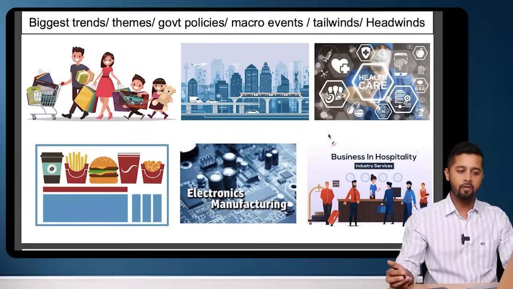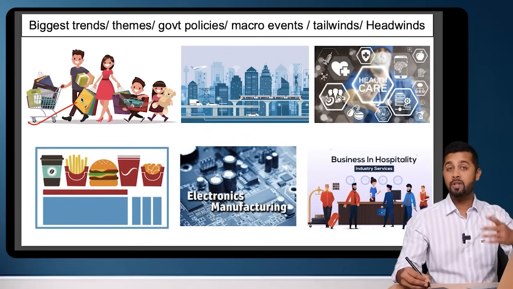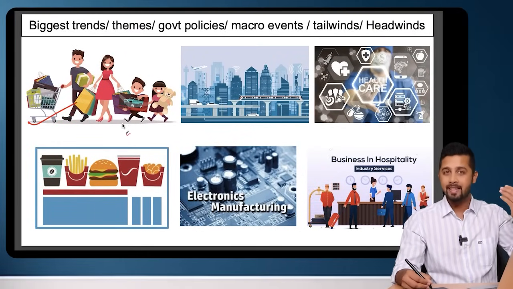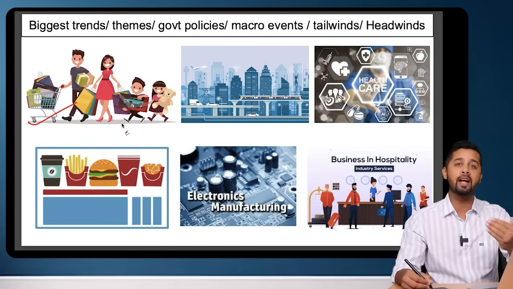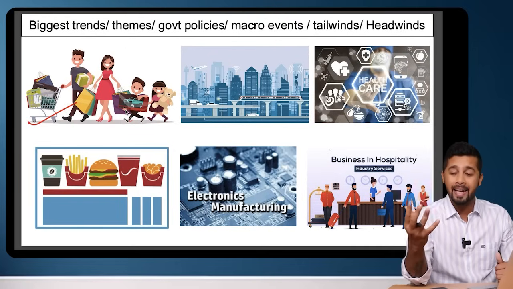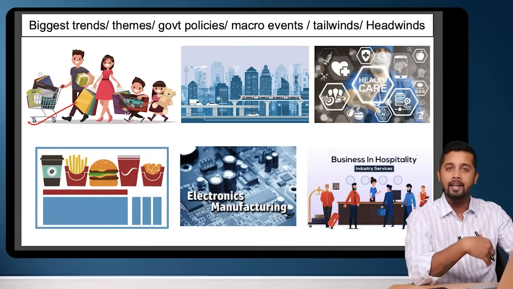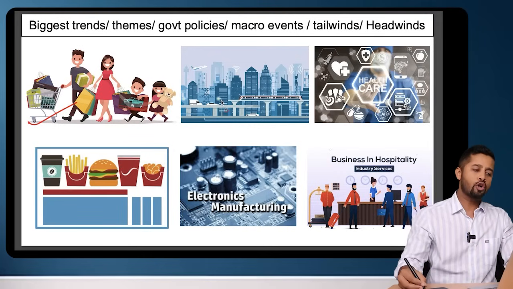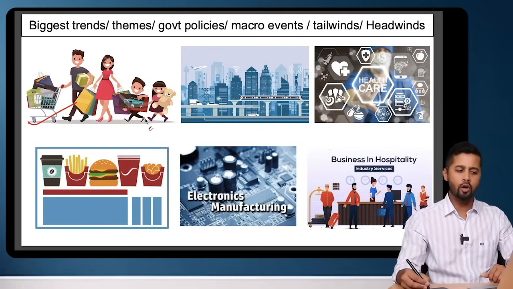Apart from this, I've identified a few more themes. For instance, consumption is one of the biggest themes. Obviously your salaries are increasing, people are spending a lot of money today. Today, people don't even think twice about buying an iPhone worth 80,000, even if they are earning less than that, right? Because of the EMI facility. So all in all, spending and consumption is going to be huge.